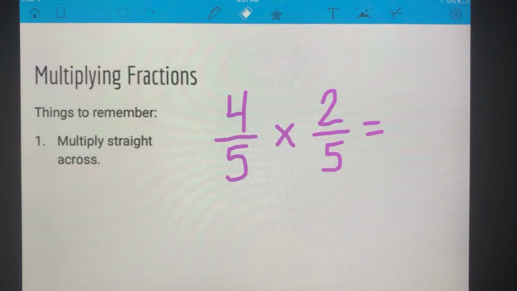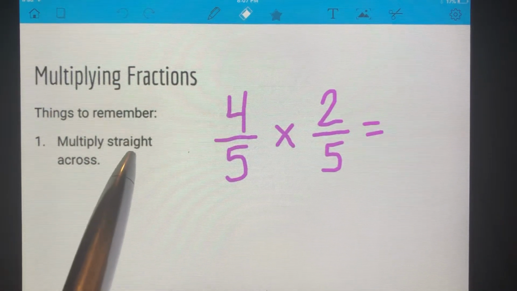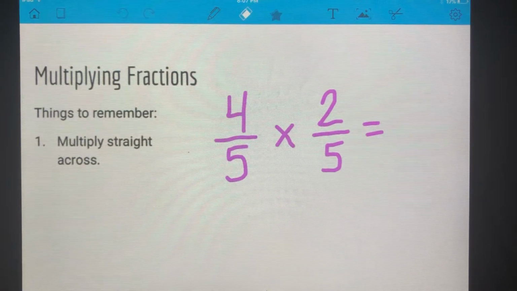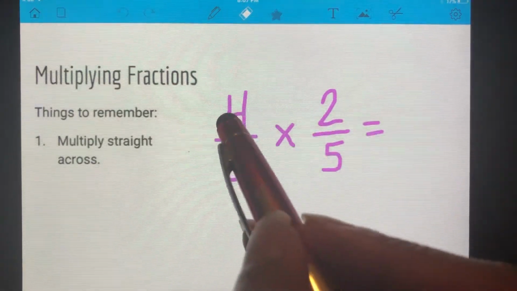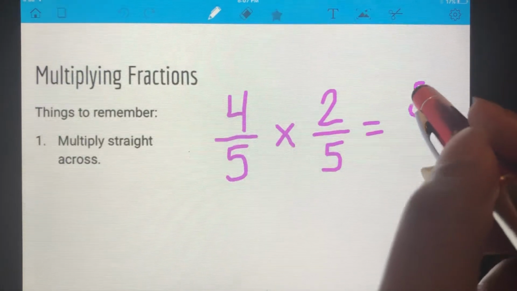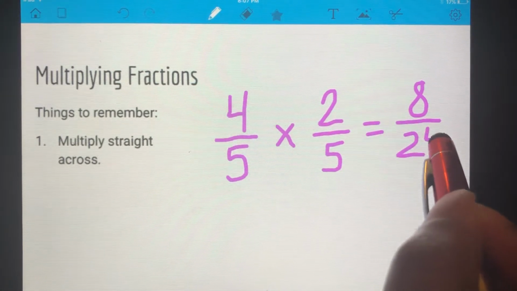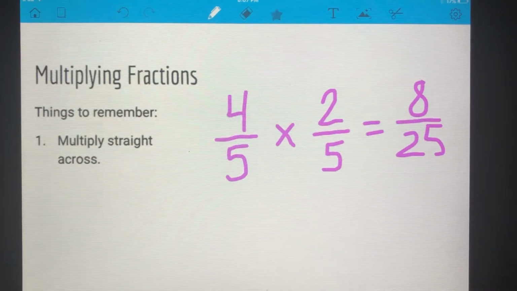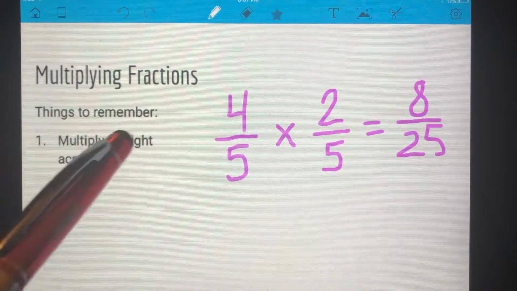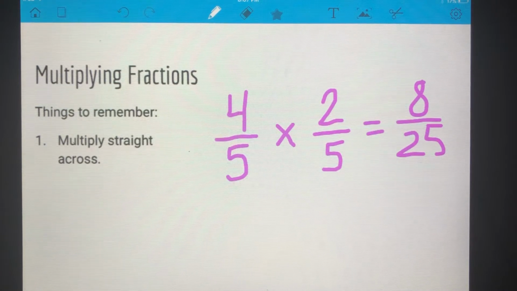All right, multiplying fractions. Things to remember, we must just multiply straight across. So all we have to remember when we multiplying fractions. So let's go ahead and do that. So we have 4 times 2. That gives you 8. And 5 times 5 gives you 25. Alright. So that's all you have to do. So remember, when multiplying fractions, just remember to multiply straight across. Alright, moving on.